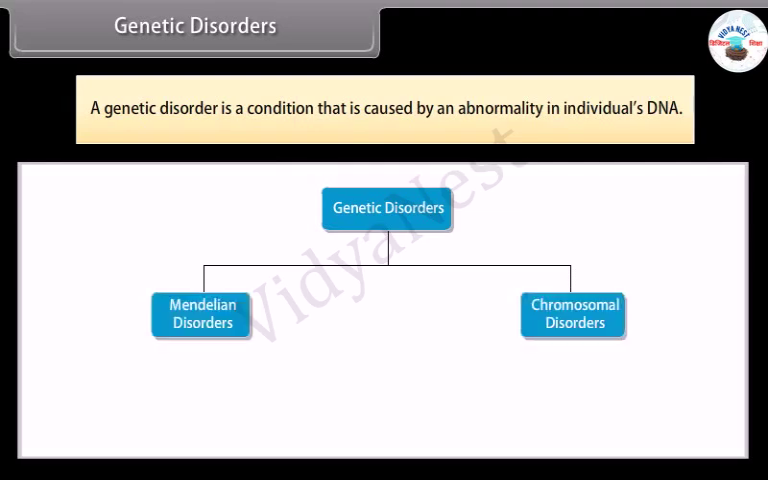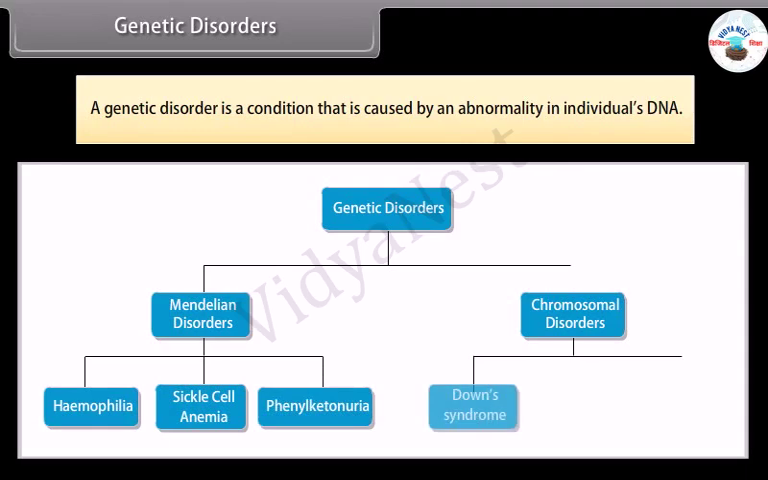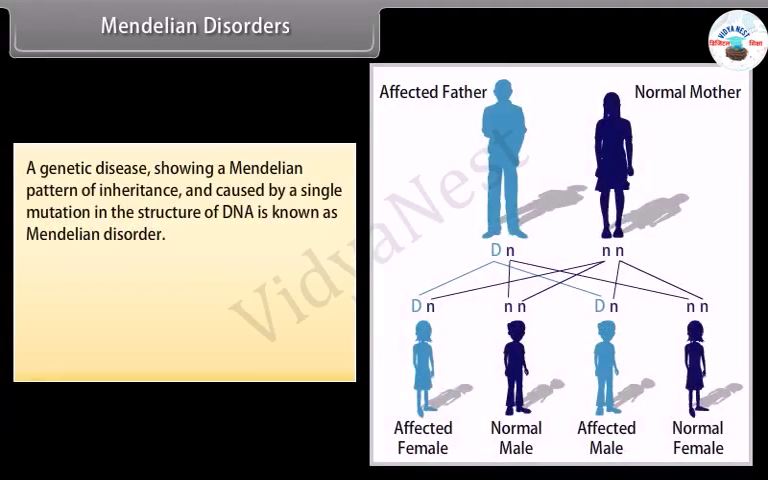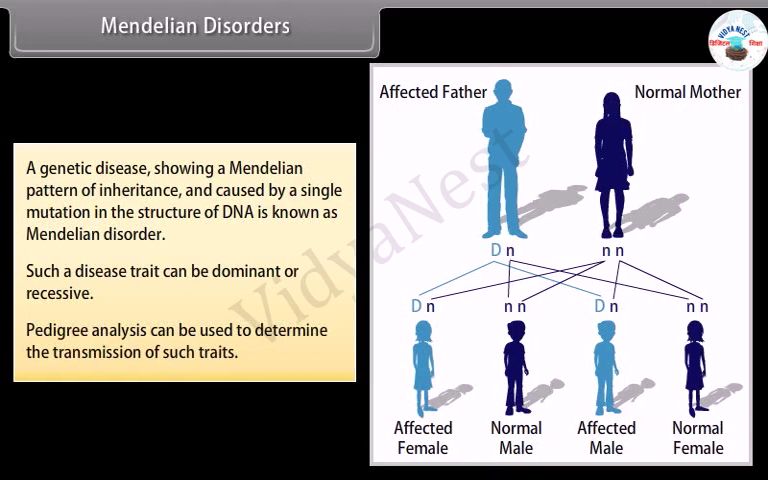Genetic disorders. A genetic disorder is a condition that is caused by an abnormality in an individual's DNA. Mendelian disorders: a genetic disease showing a Mendelian pattern of inheritance and caused by a single mutation in the structure of DNA is known as a Mendelian disorder. Such a disease trait can be dominant or recessive. Pedigree analysis can be used to determine the transmission of such traits.